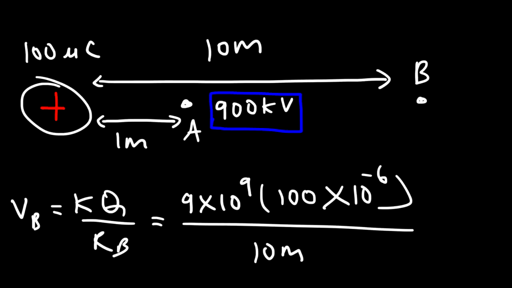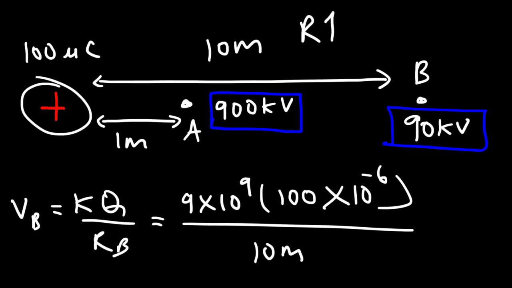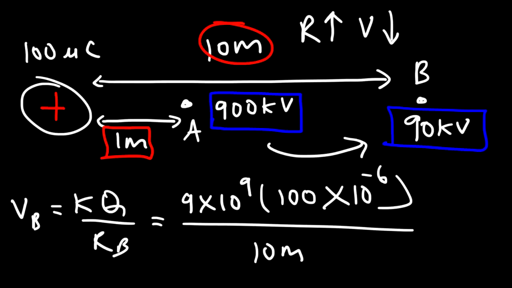So the answer is going to be very similar, just 10 times less. So this is going to be 90 kilovolts. As you can see, as you move away from the charge, as the distance increases, the electric potential decreases proportionally. As we increase the distance by a factor of 10, the electric potential reduced by a factor of 10.